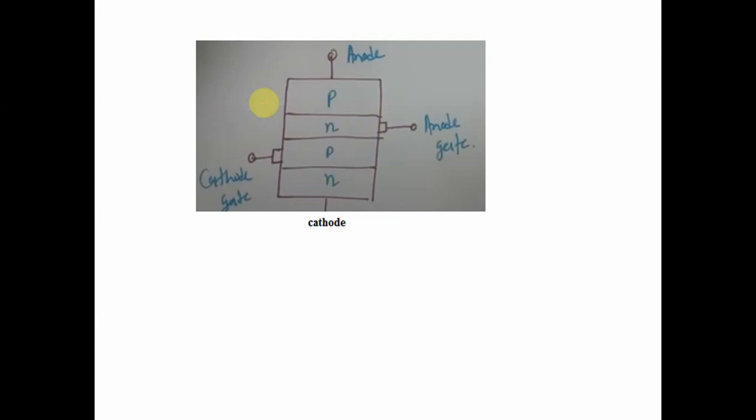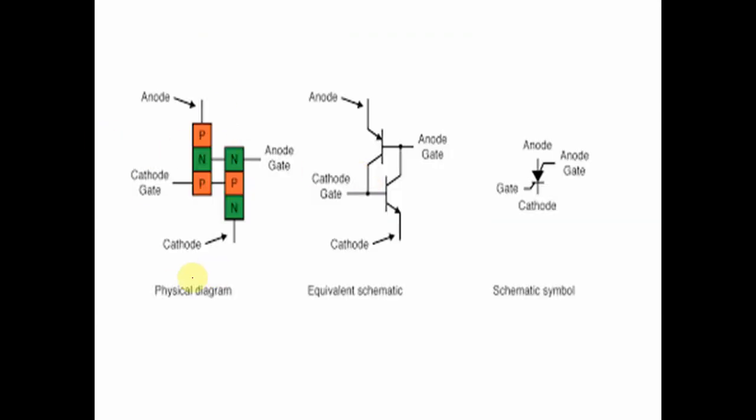Now SCS has three junctions. This PN produces the J1 junction. This PN junction produces the J2 junction, and this PN produces the J3 junction. Here the cathode is connected to the N type terminal, and the anode is connected to the P type terminal. Here the cathode gate is connected to the P side, and the anode gate is connected to the N type semiconductor. This is the physical diagram of the SCS.